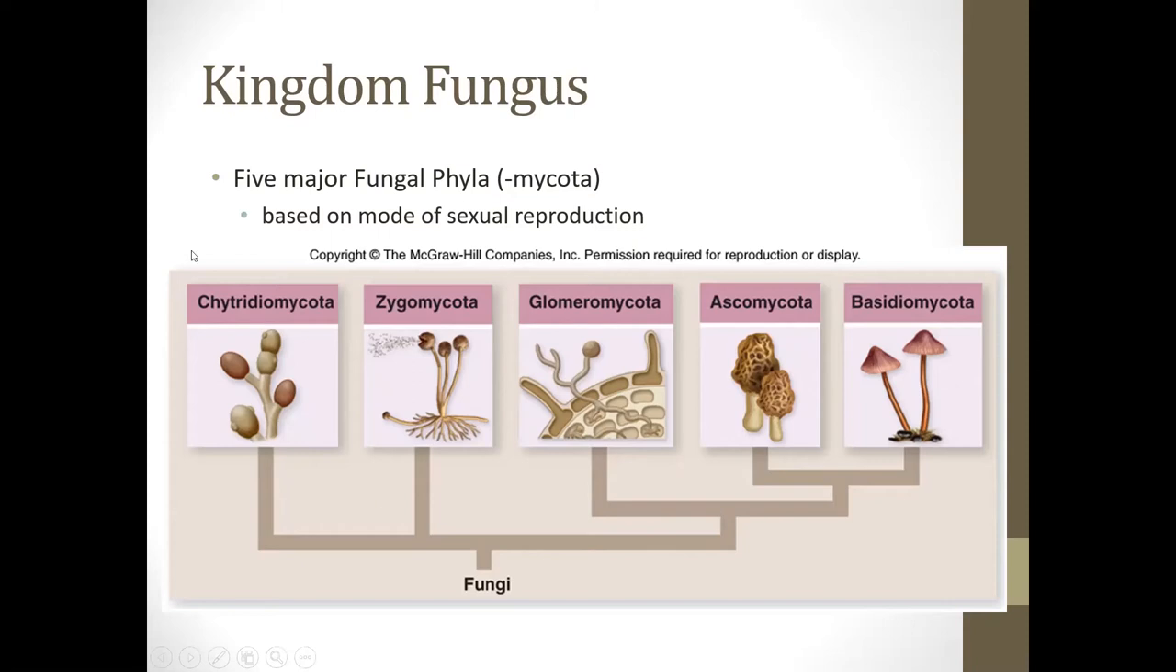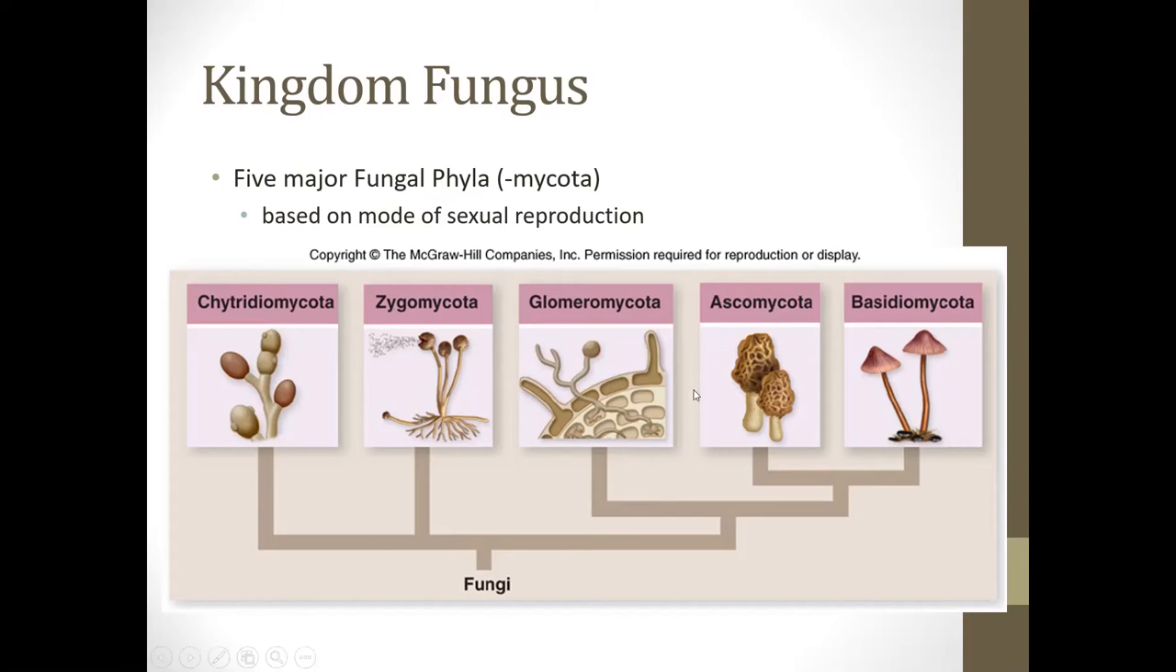So first we have Chytridiomycota and Zygomycota. We're going to talk about these a little bit, but we're not going to spend too much time on them. Chytridiomycota specifically is a water mold. These are fungi that live in the water, and they still have that rear flagellum of the opisthokont lineage. That's another structure that can give you a hint that they're related to animals, because animals are also opisthokonts, having a rear flagellum.